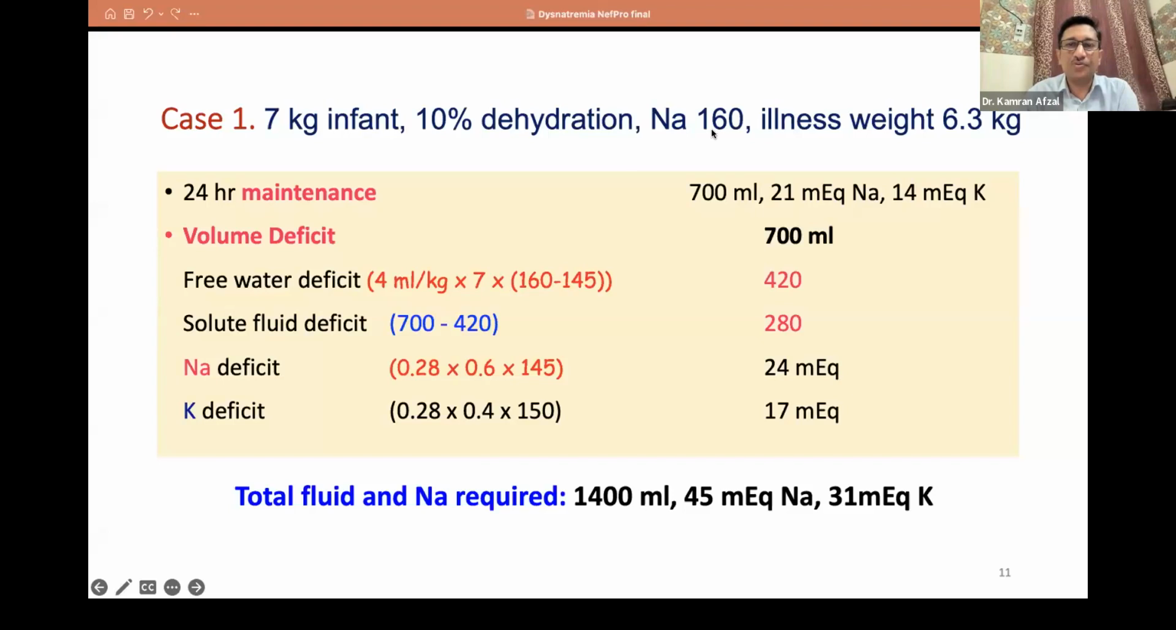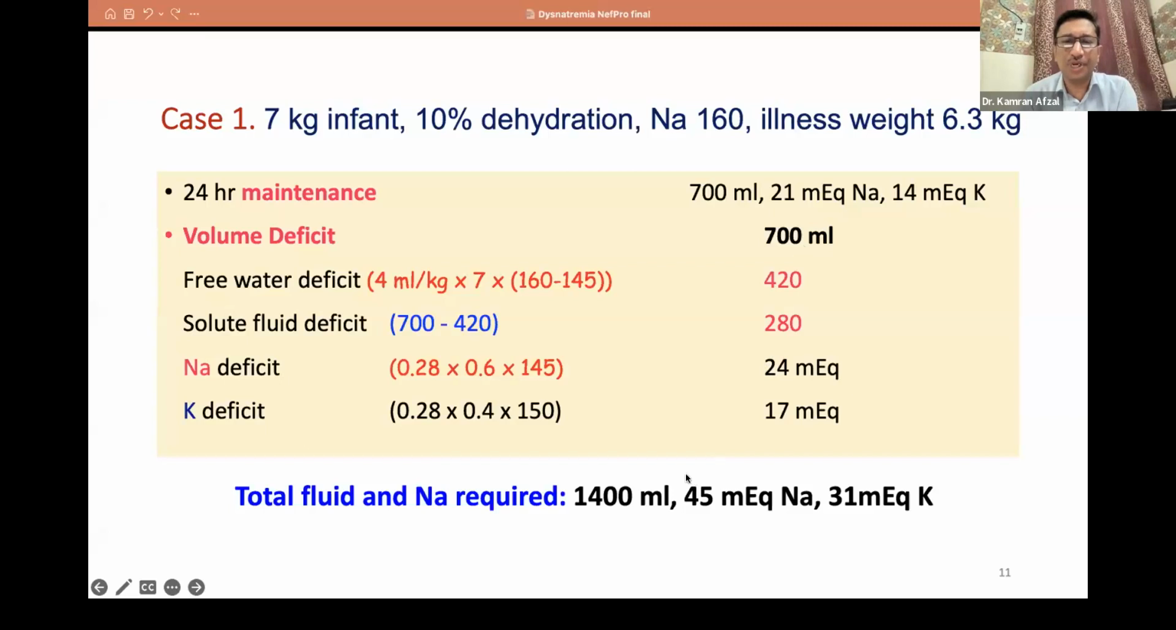So this value of sodium is 160, and we need to get it down to 145. The weight of the patient is 7, so we multiply 4 into 7 into 15, and you get a value of 420. The remainder of the fluid, 700 minus 420, that's a solute fluid. Now, how much sodium is there in this solute fluid? As Dr. Sumantra pointed out, the sodium deficit can be calculated by the volume of the fluid, which is 0.28 liters, multiplied by the proportion that is lost from the extracellular compartment, which is 0.6, multiplied by the normal serum sodium, which is 145. That means this 280 ml of solute fluid must contain 24 milliequivalents of sodium.